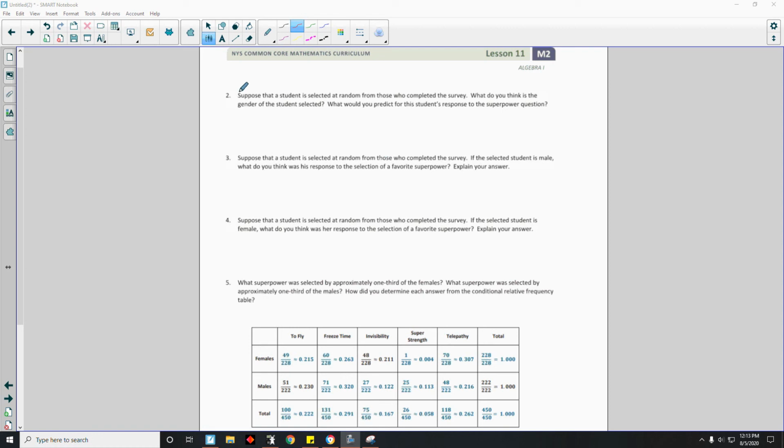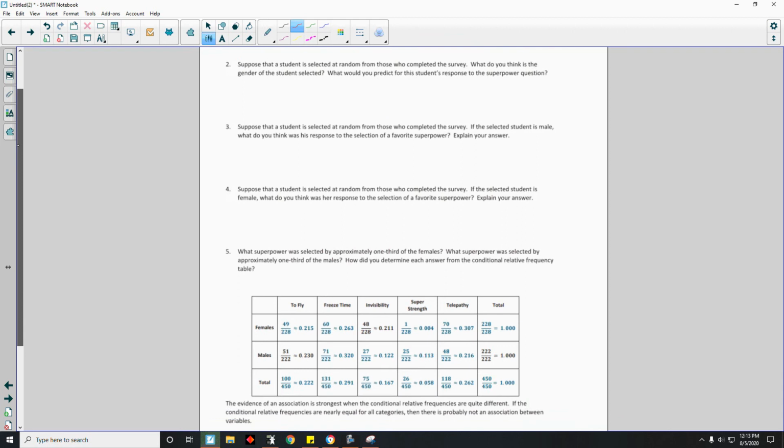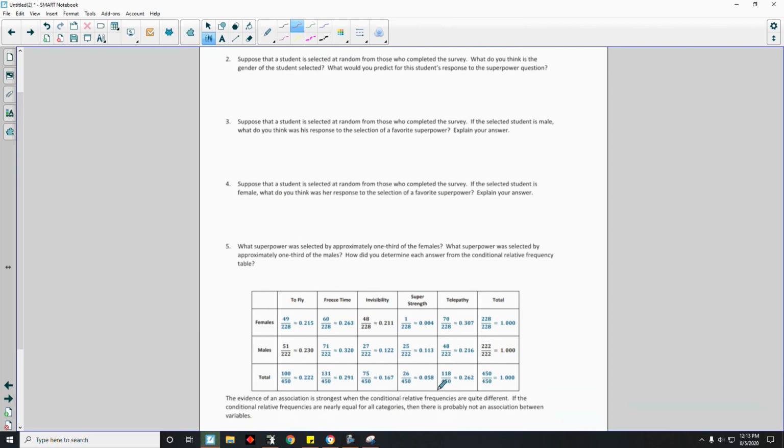Okay, page 2 brings us to problem number 2. And let me just scroll down here a little bit. I brought in the table that we're going to use for these next 4 questions, and it's a printed version rather than my chicken scratch. So suppose that a student is selected at random from those who completed the survey. What do you think is the gender of the student selected?